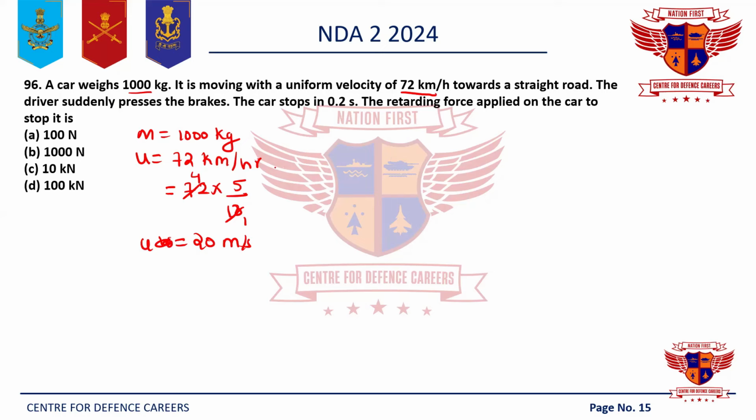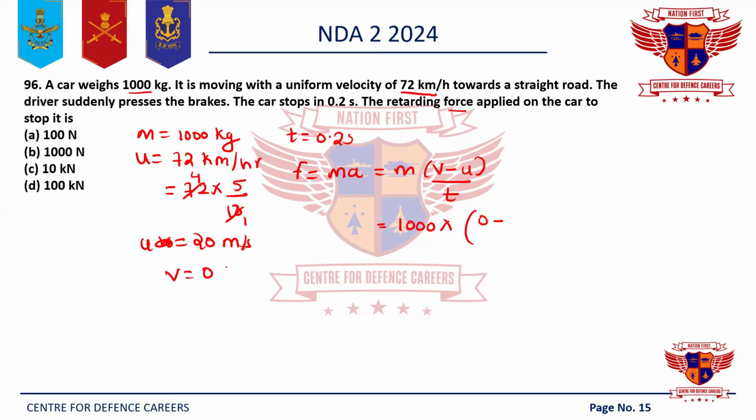So initial velocity of the car will be 20 meter per second. Okay. The driver suddenly presses the brake. The car stops in time 0.2 second. The retarding force applied. So we had done a very similar problem in our classwork. Now let's do it. Okay. According to Newton's second law of motion, we know that force is equal to mass times acceleration. And acceleration can be written as change in velocity divided by time.